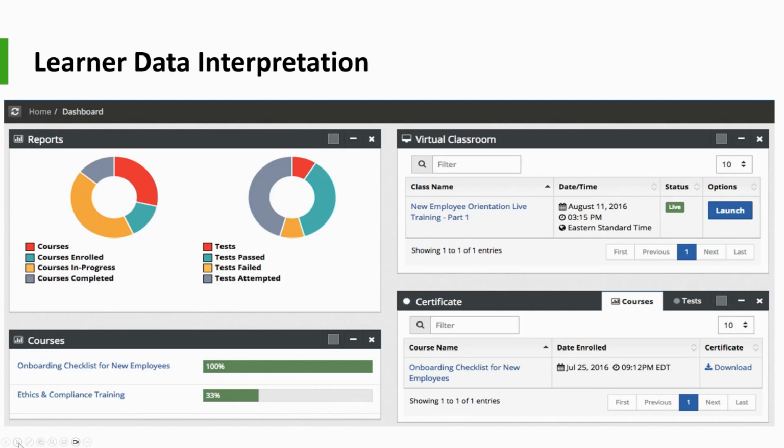And here, as you can see, the kind of courses that have been taken, and the courses that are in progress. This is again for just one learner. So there's just one course in there, which shows that there's one course in progress.